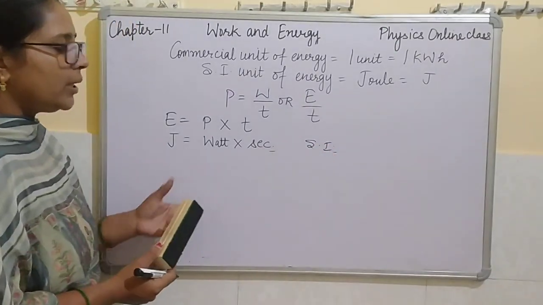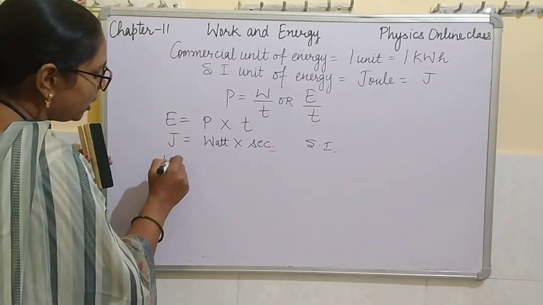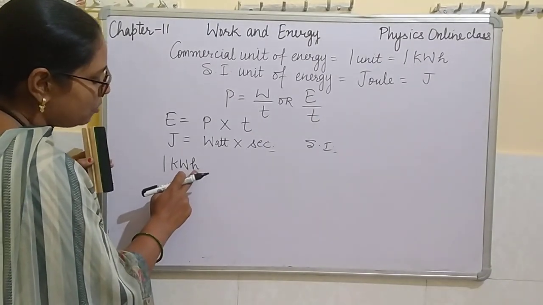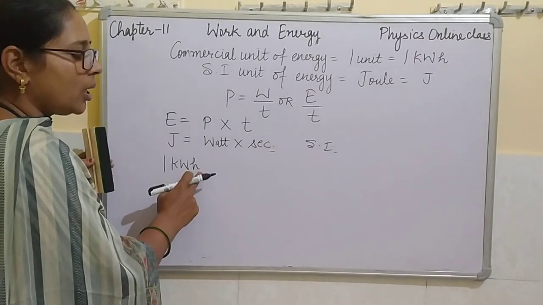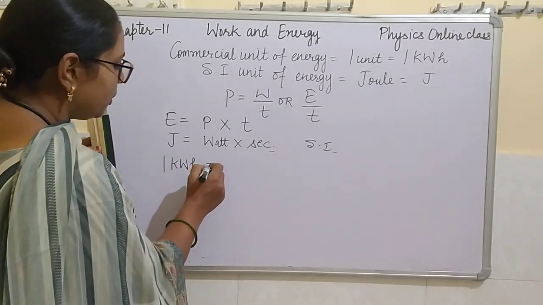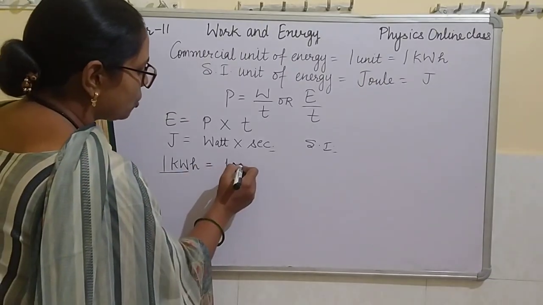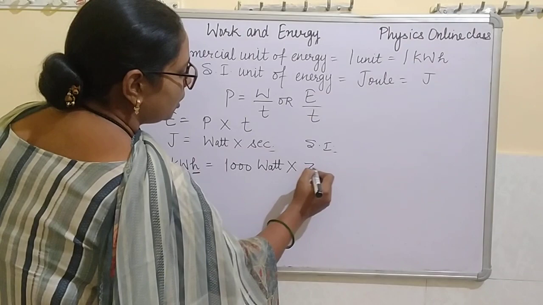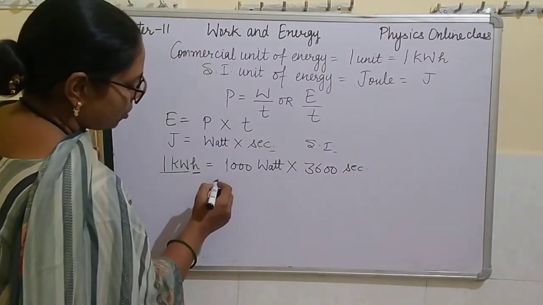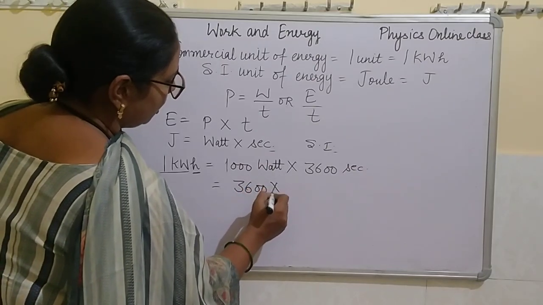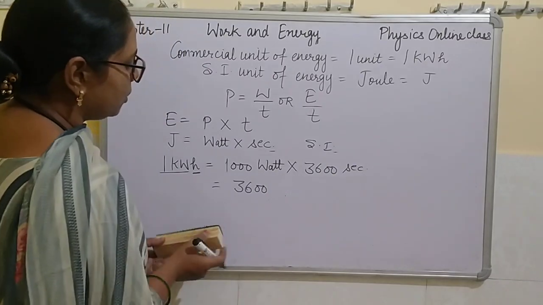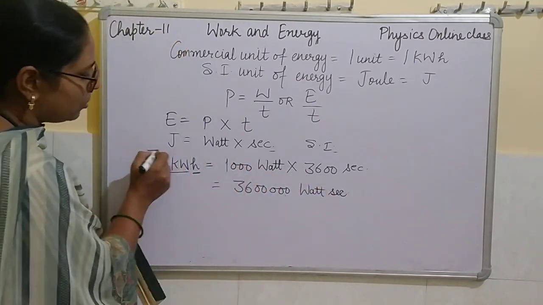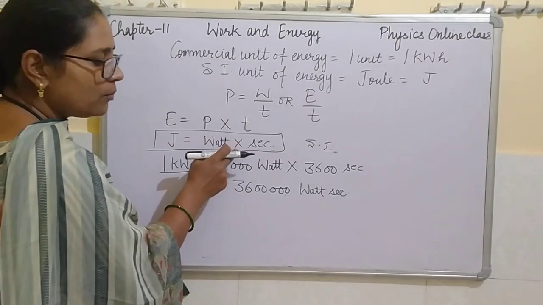And if we have to write the commercial unit, what we will write? It is 1 kilowatt hour. Means kilowatt is the power and it is multiplied by hours, that is time. So we will simply do kilowatt. 1 kilowatt is equal to 1000 watt, and 1 hour means 3600 second. So what we will get? We will get 3600 multiplied by 1000. So I can write the 3 more zeros here. It is watt second. And as written above, 1 joule is equal to 1 watt second.